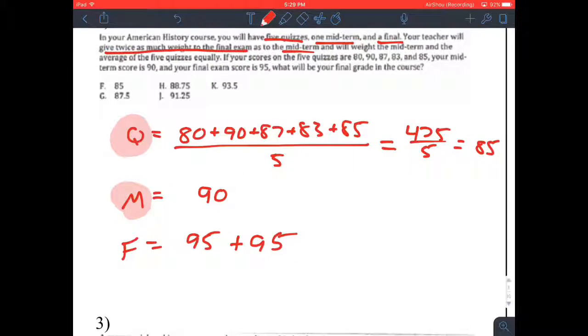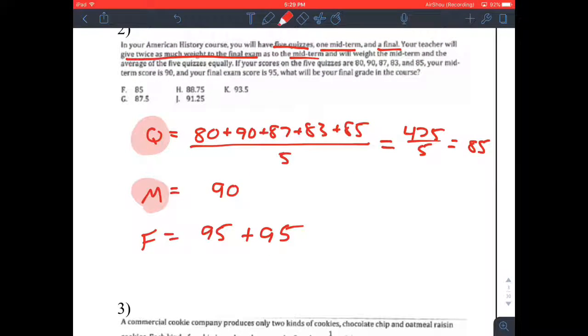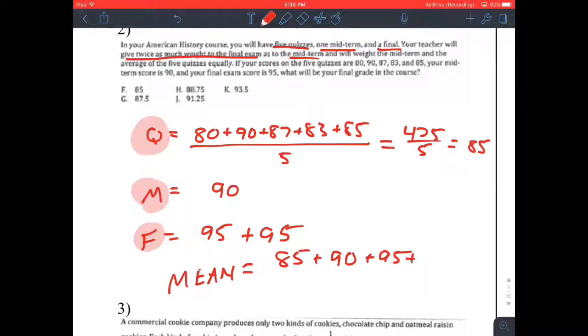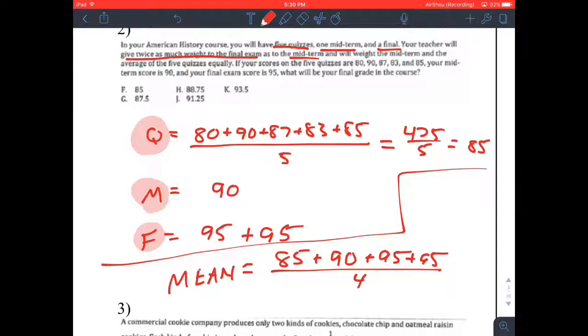So now we're going to average the quiz, midterm, and final. Going to count the quiz, the average of the quizzes once. Going to count the midterm once. Going to count the final 2 times. This is going to give us our final answer. We're dividing by 4 because there are 4 scores here.